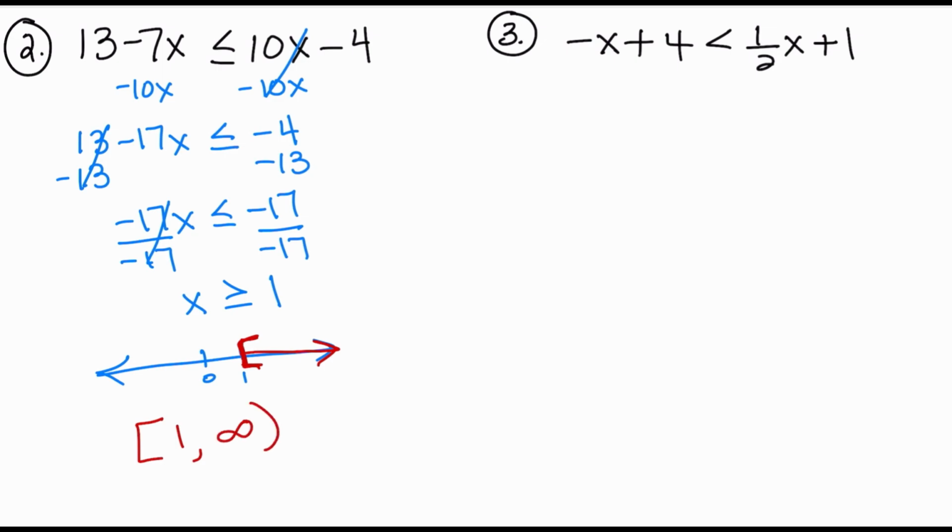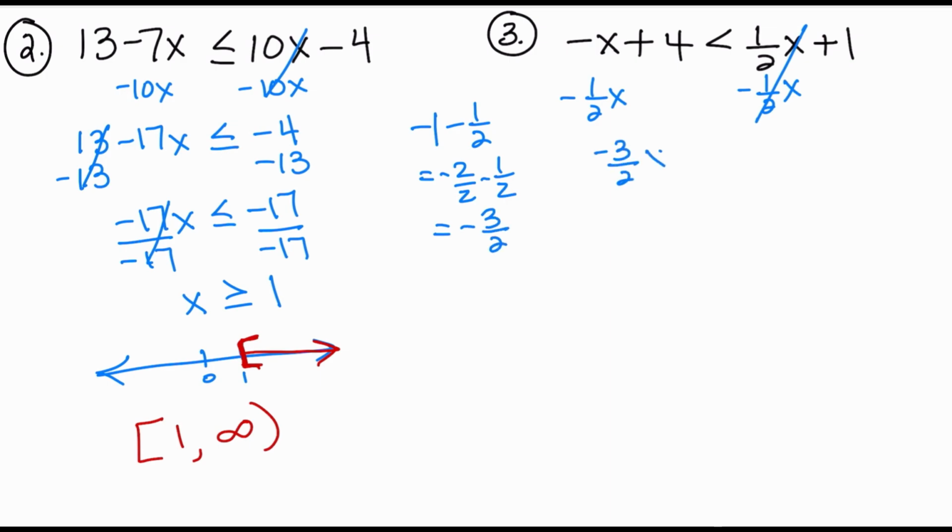In number 3, don't be afraid of the fraction. I'm going to go ahead and subtract 1/2 x from both sides. When I subtract 1/2 x from both sides, this is the same thing as saying negative 1 minus 1/2, which is just negative 2 over 2 minus 1/2, which is negative 3 over 2. So this becomes negative 3 over 2 x plus 4 is less than 1.